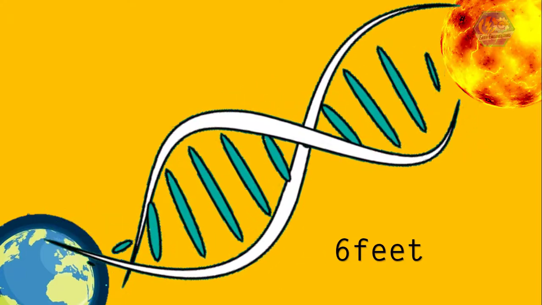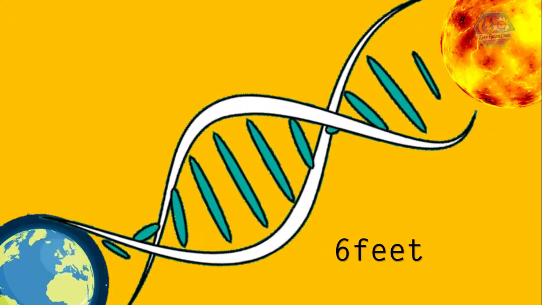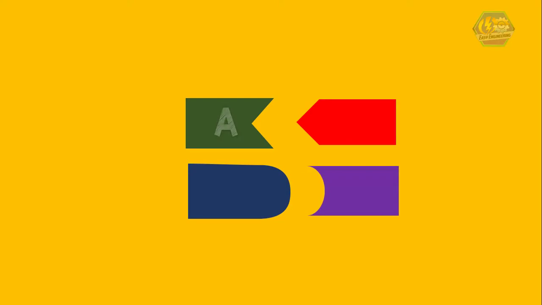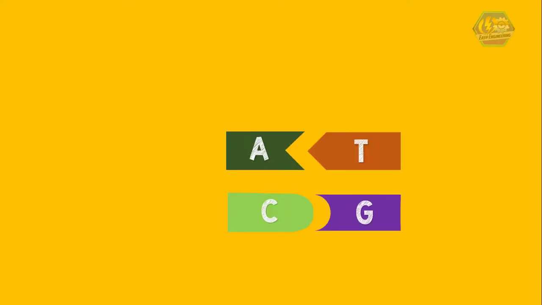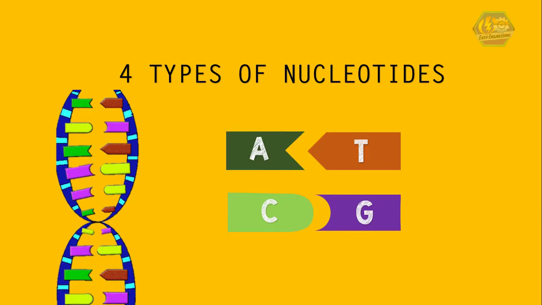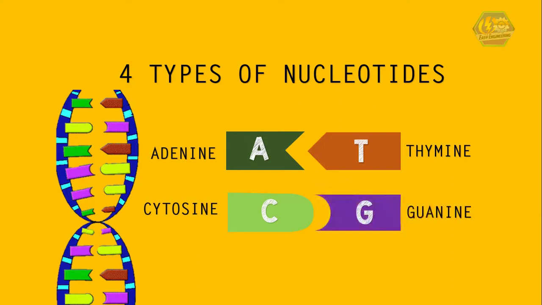But don't be afraid to learn about the DNA. It may look very complex, but it is really pretty simple. It is just a pattern made out of 4 different shapes, or an alphabet with only 4 letters. These letters represent the 4 different types of nucleotides or bases. A for adenine, T for thymine, C for cytosine, and G for guanine.